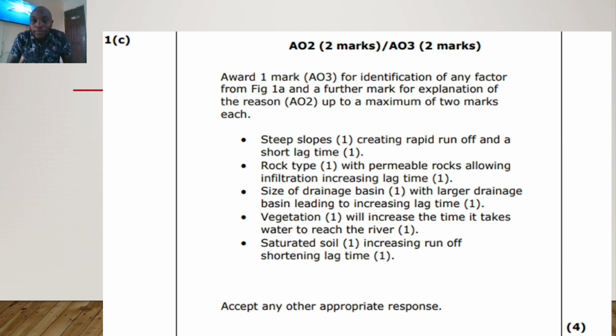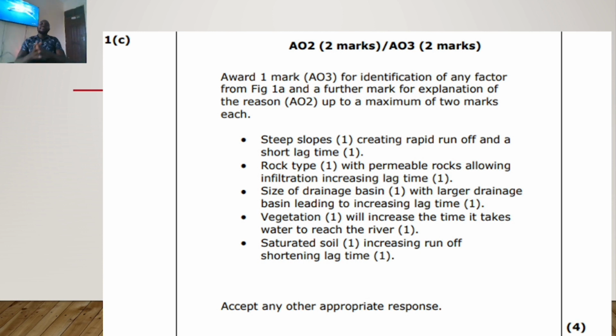Then we have the size of drainage basin. That is, a larger drainage basin leads to increasing lag time. When I was listing the factors that are affecting river discharge and talked about size of drainage basin, I said we are going to talk about it more when we reach it later, and here we are now. A larger drainage basin leads to increasing lag time.